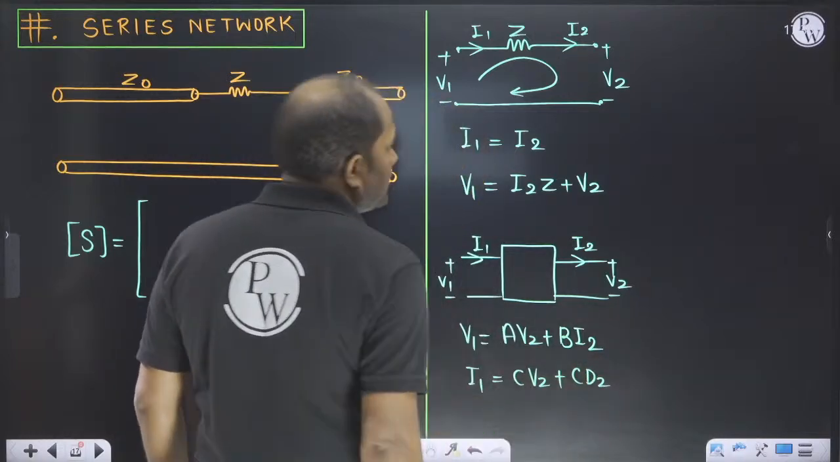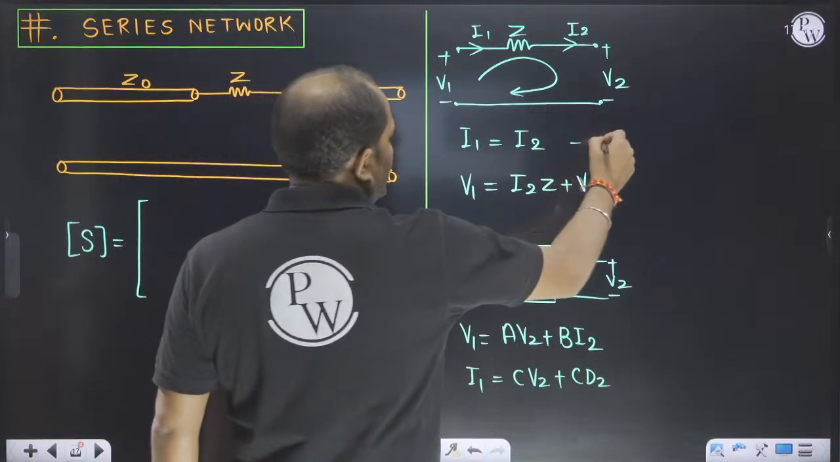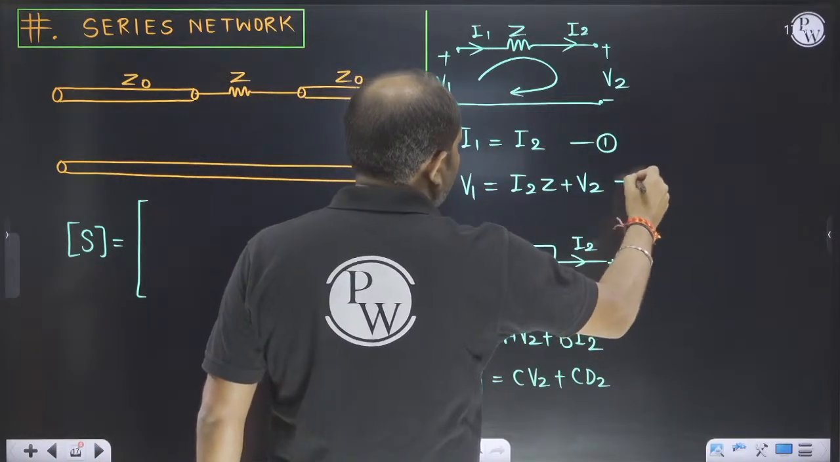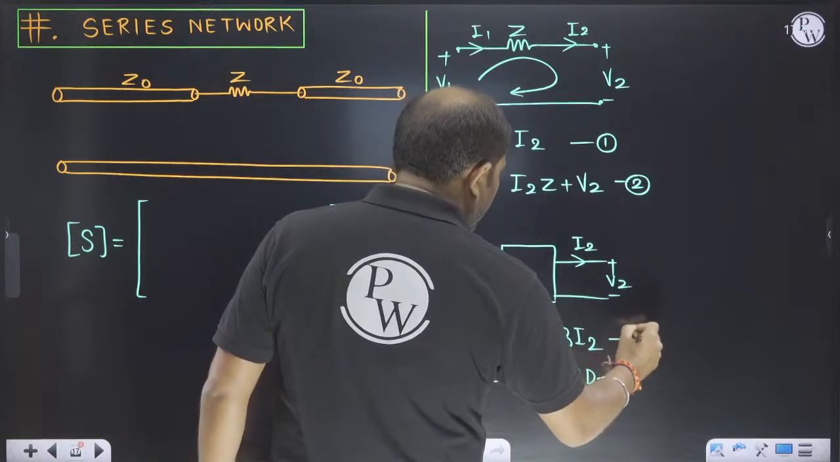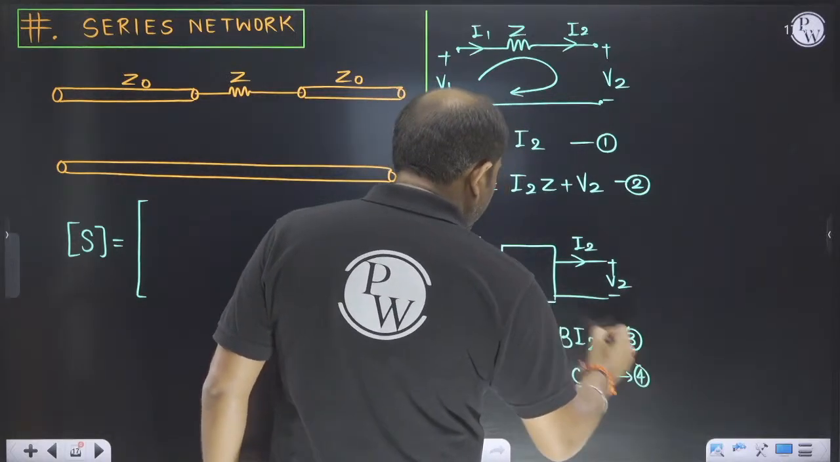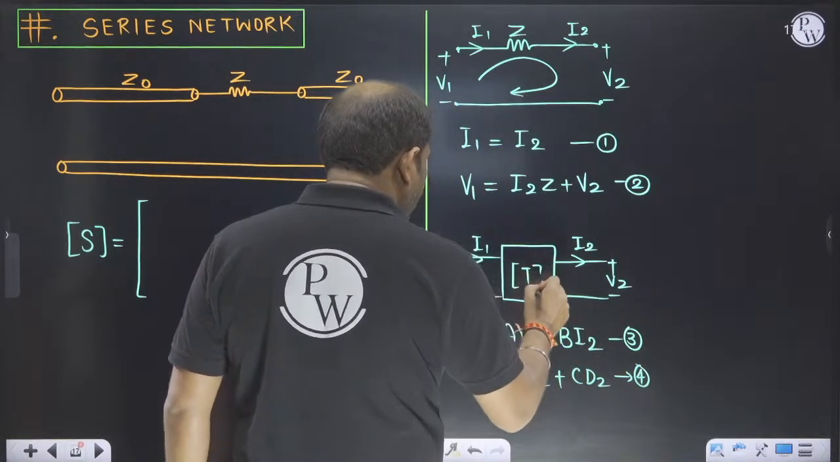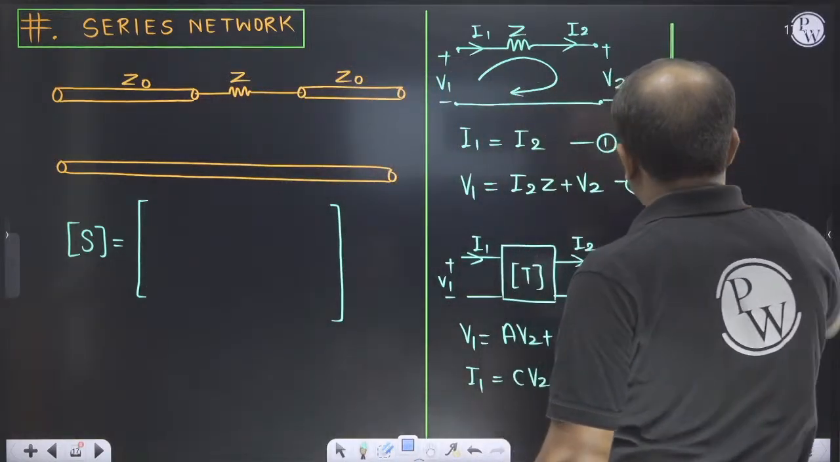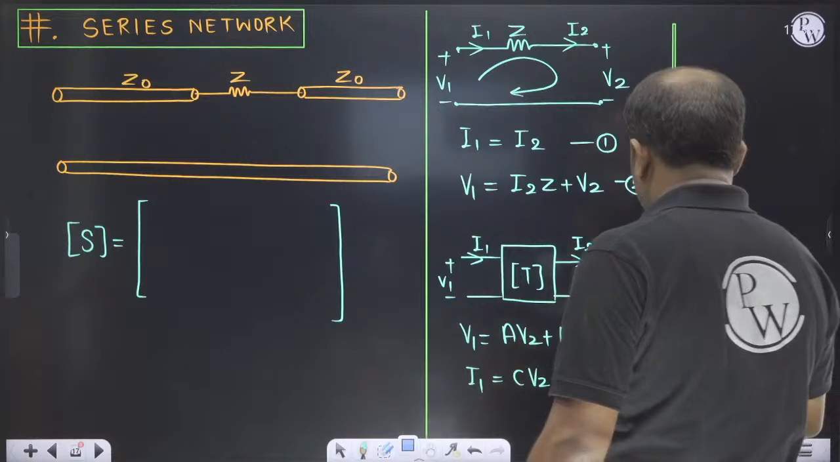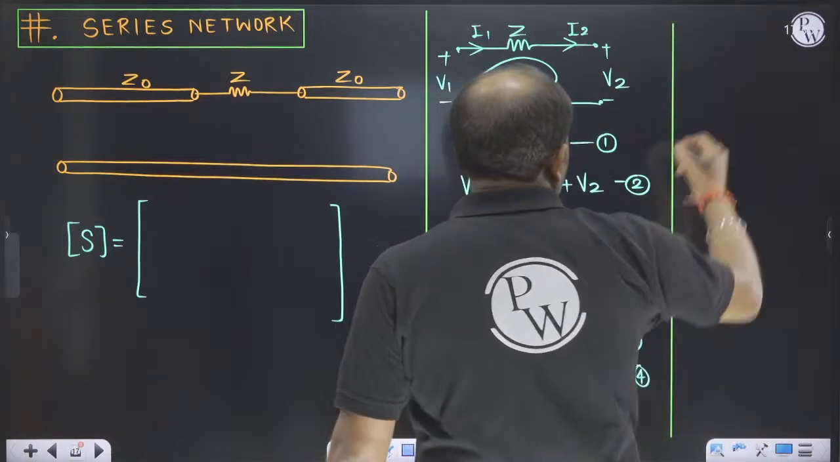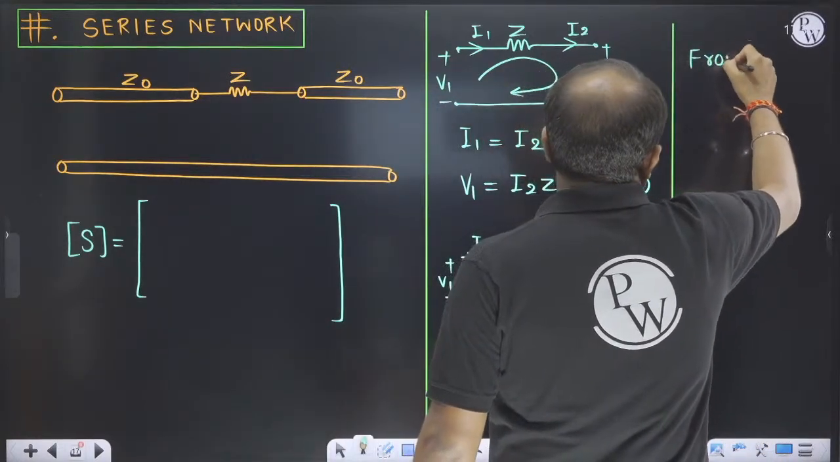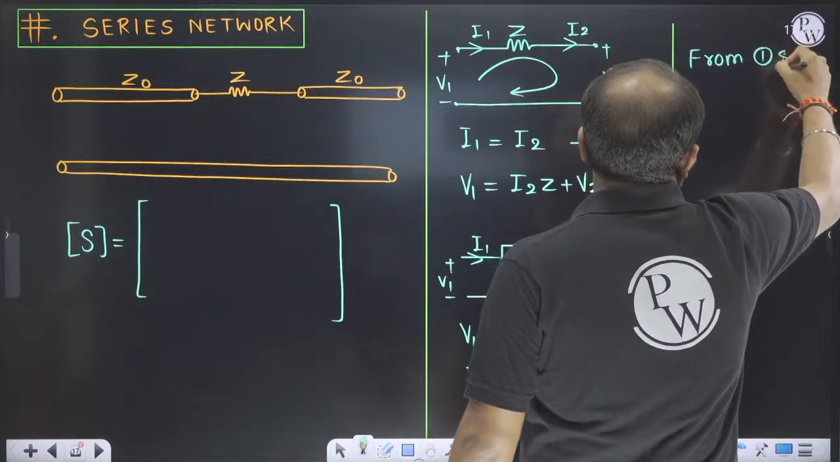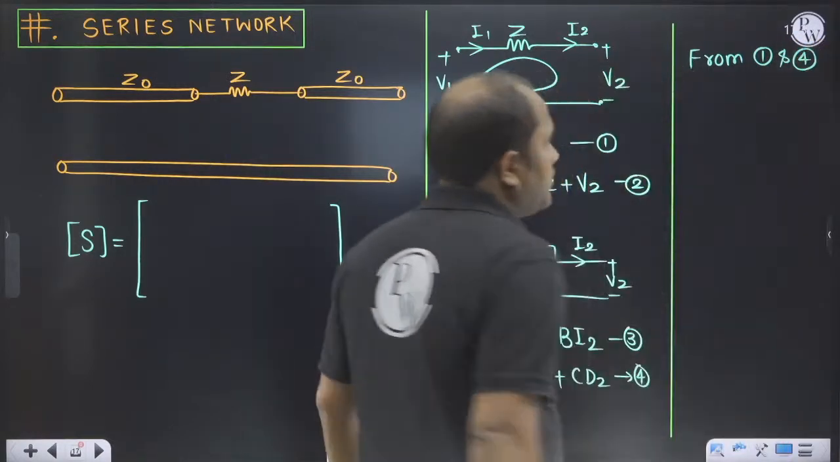You can compare these. This is equation 1, 2, 3 and 4. This is the transmission line matrix, so you can compare and you will get the answer. From 1 and 4, what will be the answer?